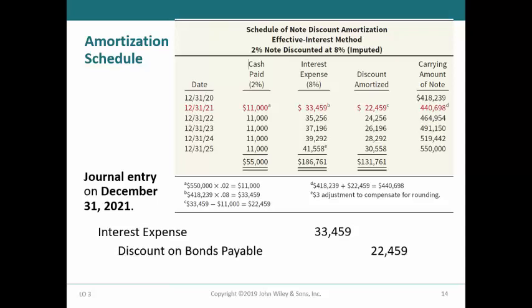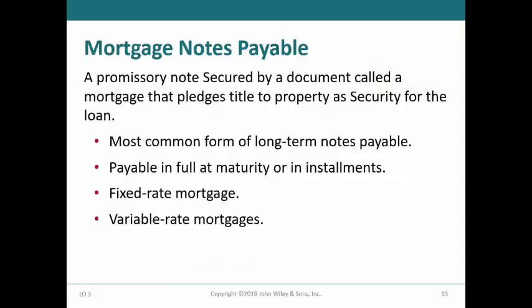$33,459 and a credit to discount on bonds payable for $22,459 and a credit to cash for $11,000. At the end of the 5 years, the discount would be completely amortized to interest expense, and Wunderlich would pay the principal of $550,000 to Brown Interiors Company.